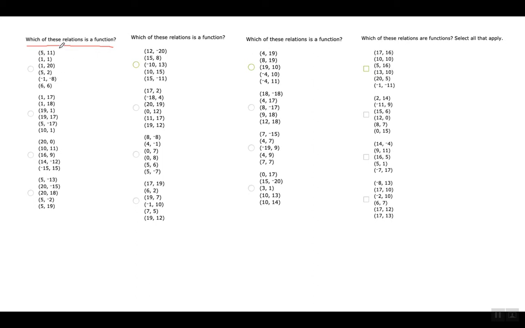Alright, let's look at the first option. In the first option, look, when x is 5, y is 11, and when x is 5, y is 2. That's already wrong. Because when x is 5, you can only get one answer. And this is saying that y could equal 11 or y could equal 2. Same thing when x is equal to 1. In the middle here. When x is equal to 1, y equals 1. And then it says when x equals 1, y also equals 20. That's wrong. Okay? Look at this one.